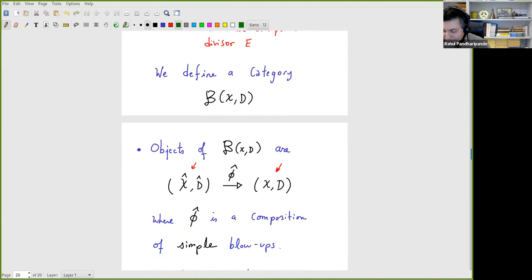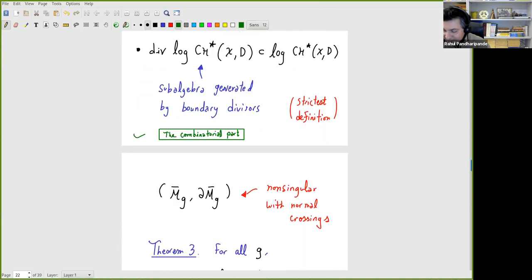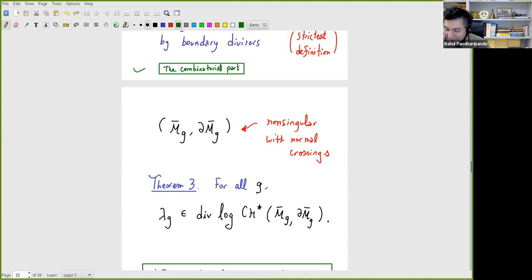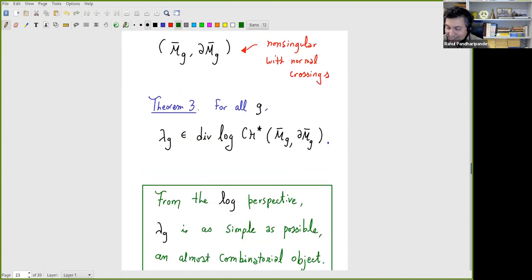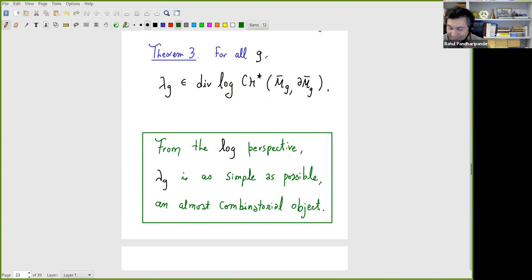I'm trying to give you a proof of the simplicity. So this is the theorem. In some sense, the main positive theorem in this talk is that lambda g is in this divisorial algebra. And as I said, this means that it's a kind of as simple as possible, almost a combinatorial object. How could we prove such a thing?